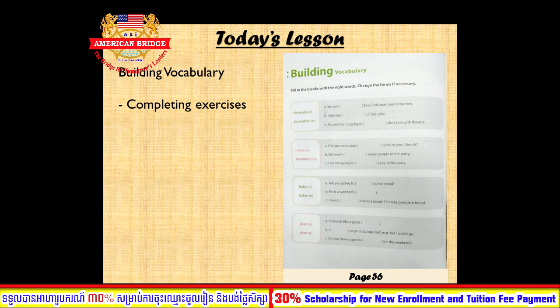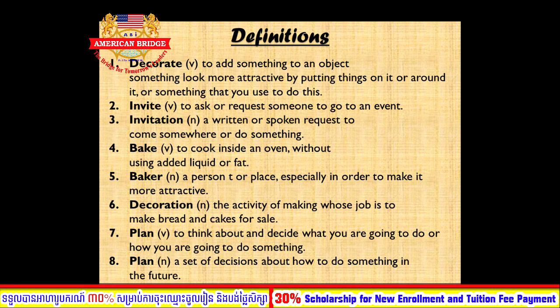Please open your book to page 56. Now, before we go to the lesson and explanation of filling in the blanks with the right words, where a change of form is necessary, let's have a quick look at the definitions as well. Without the definitions, I don't think you'll be able to distinguish the difference between each word, whether they're verb or noun, okay? So let's have a read. There are 8 words here, okay?